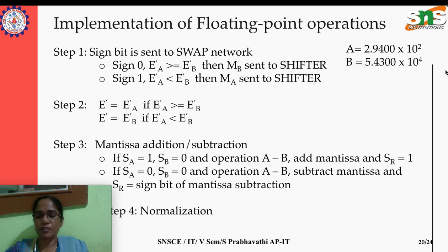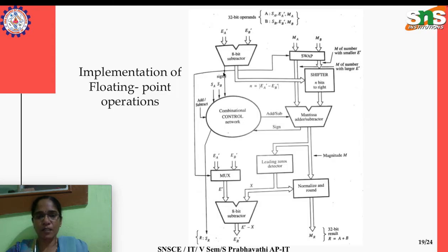Otherwise, suppose A is 10 power 4 and B is 10 power 2. Now what happens? E'A is greater than E'B, then this needs to be shifted, is it not? This mantissa has to be shifted. So MB is sent to the shifter. That's the thing. Based on the sign bit, this happens here. The shifting is there, and how many bits need to be shifted is given here.